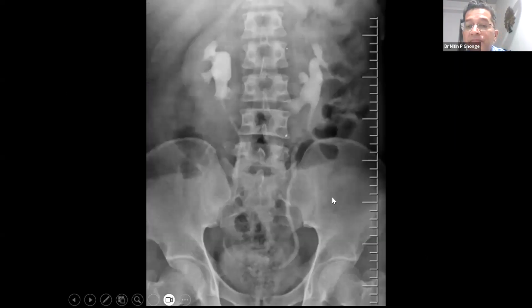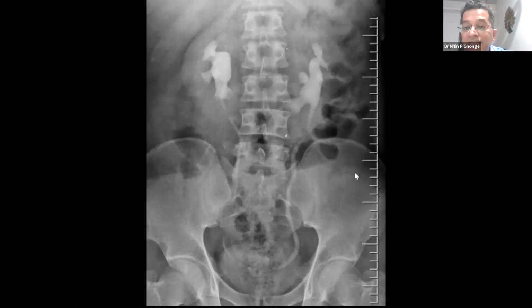What is this? So in an IVP, you need to always follow the complete shape of the kidney. So the shape, upper pole is normal, but the lower pole is poorly defined. Why? And then you can see the lower poles are quite close to each other. This is not reflux. This is horseshoe.